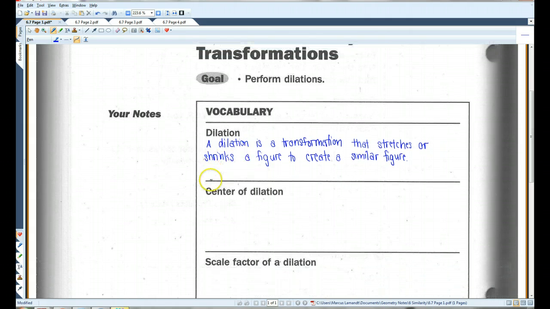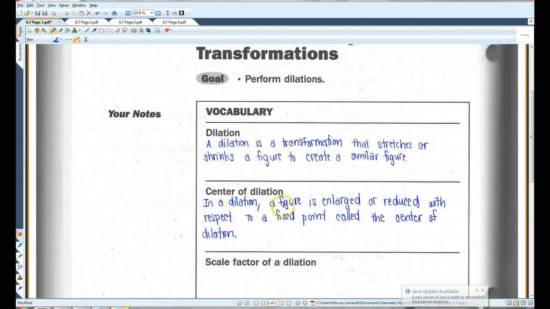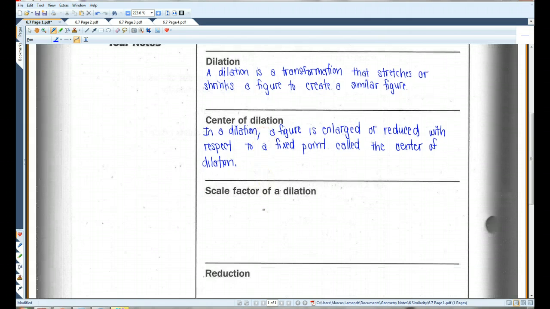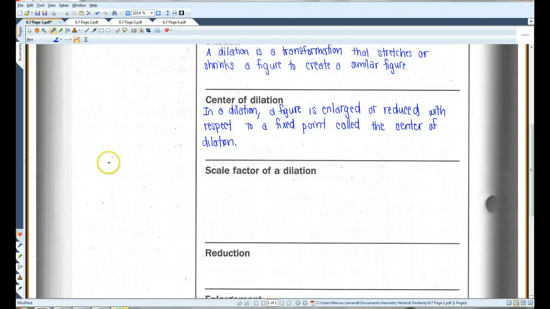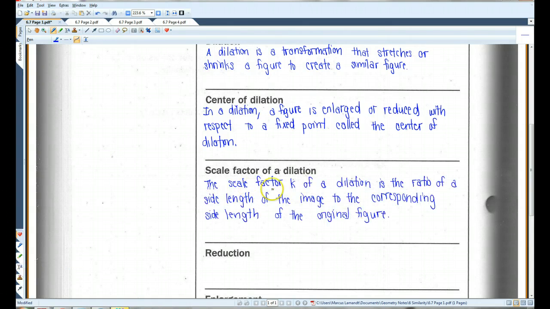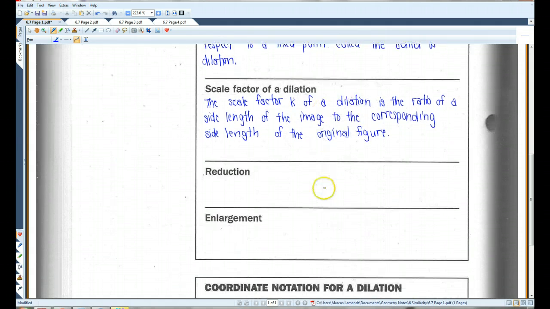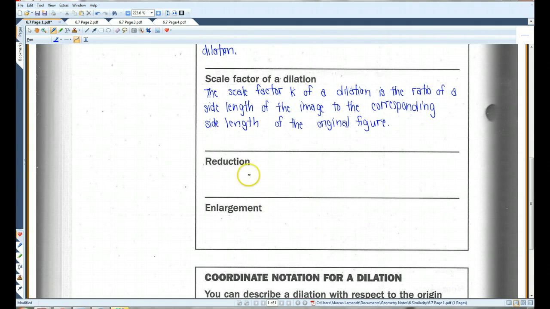The center of dilation. In a dilation, a figure is enlarged or reduced with respect to a fixed point. That point is called the center of dilation. Now, the scale factor of a dilation is exactly what it sounds like. The scale factor k of a dilation is the ratio of a side length of the image to the corresponding side length of the original figure. Basically, it's the scale factor from the original figure to the image that you created after the dilation.